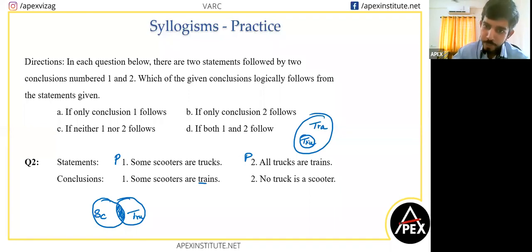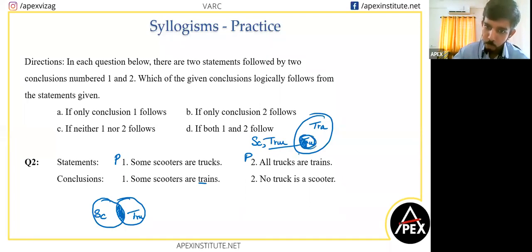Now, can we use this and combine the common one that we have? Did we say that some scooters were trucks here? So therefore, there is some part of trucks which is blue, right? Which are also scooters. So this blue part is both scooters as well as trucks, right? And this entire circle is a subset of trains.